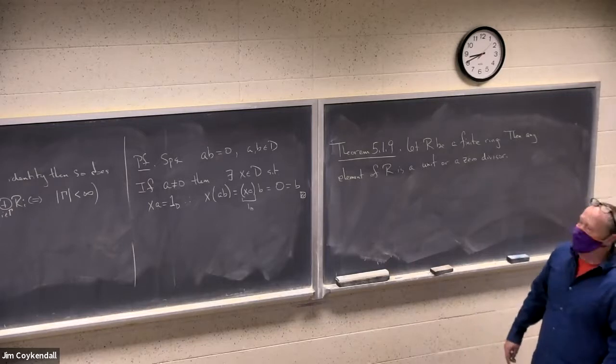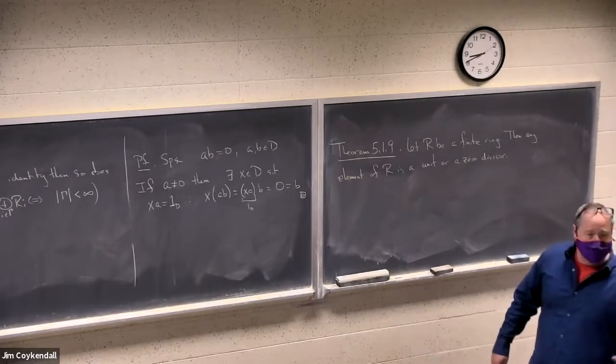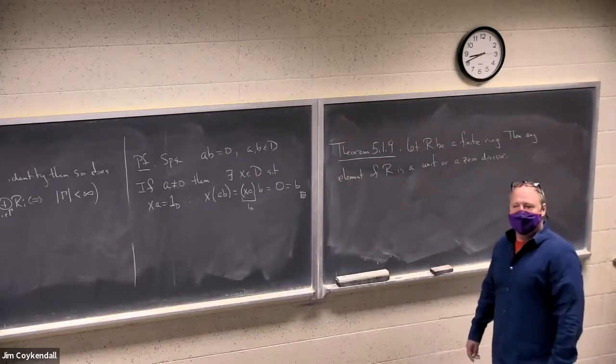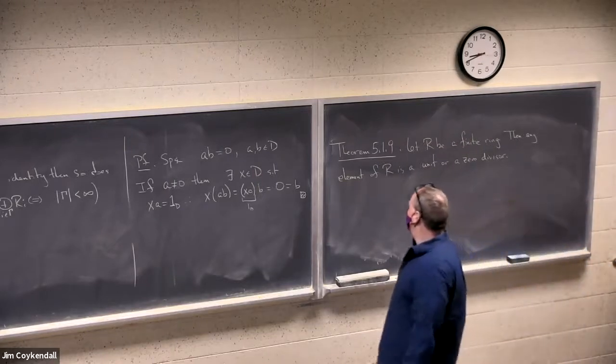This reflects what we did in that example with the Z36, where it turned out every element was a unit or a zero divisor. This theorem generalizes this: any finite ring has this property. So let's prove it.